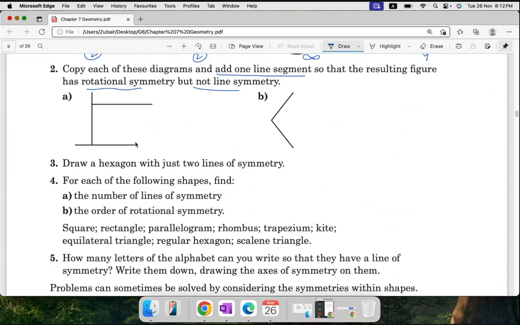So if I just add one line like this, it would have no line of symmetry, but 1 order of rotation. Or if I just ignore this and try this instead, it would have now 4 order of rotation, but no line of symmetry. Do you agree? Yes, sir. Any ideas about shape B?